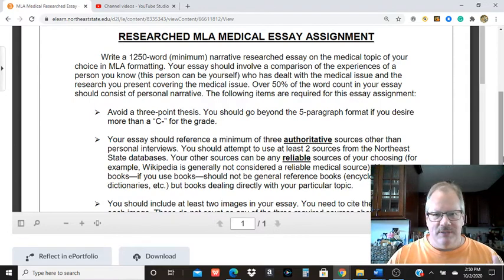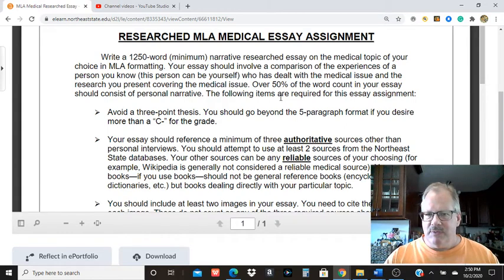But make sure you've got someone in mind. Make sure you ask permission. You're going to post this on LinkedIn, so make sure you ask the person's permission and all that good stuff. About 50% of the word count of the essay should be at least the personal narrative. Then the rest is going to be the research you put into that narrative.